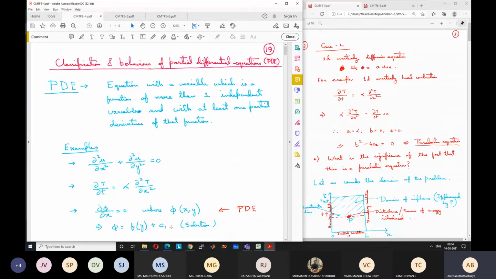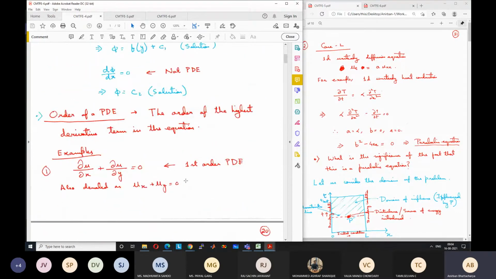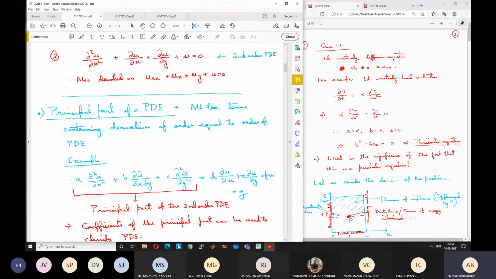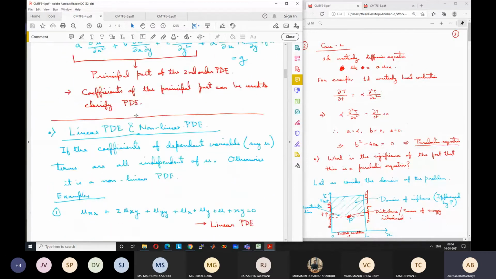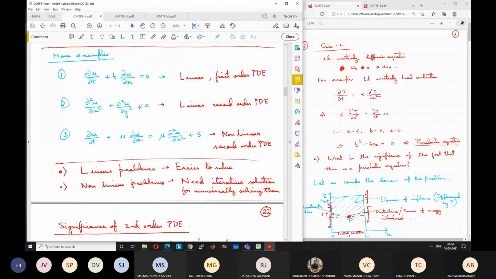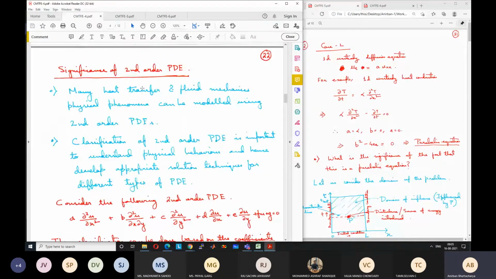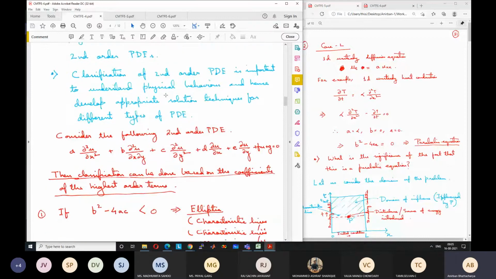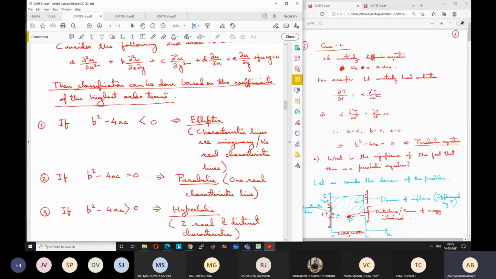PDEs. And we have seen some of the basic characteristics of PDEs: what is the order of a PDE, what is the principal part of a PDE, what are linear and non-linear PDEs, and what is the advantage of having linear PDEs. Then we moved on to the significance of second order PDEs, and for second order PDEs we have classified the PDEs into three types of equations: elliptic equations, parabolic equations, and hyperbolic equations. This classification we have done only for second order PDEs, based on the coefficients of the principal part or the highest order terms.